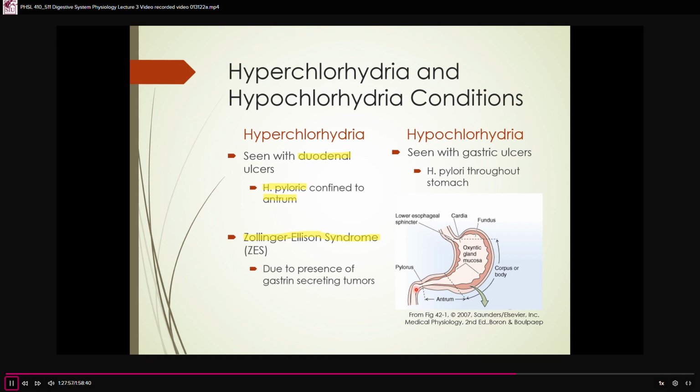Let's contrast that with what if we had H. pylori infection, but instead of having it localized down here, we had it throughout the stomach. It was just kind of generalized and present throughout the stomach. When that's the case, you usually end up having a hypochlorhydric situation. And why do you have a hypo, an under secretion of the hydrochloric acid in the stomach?